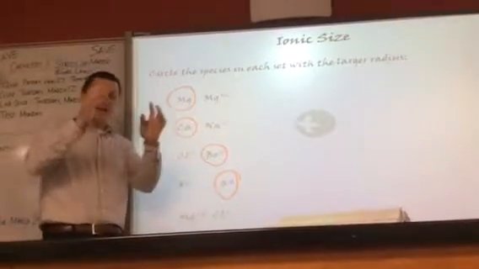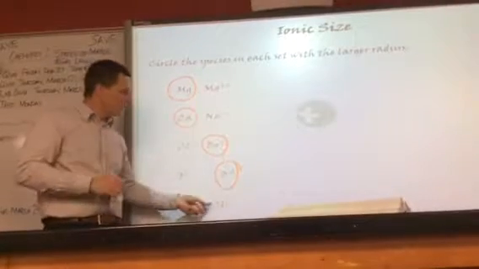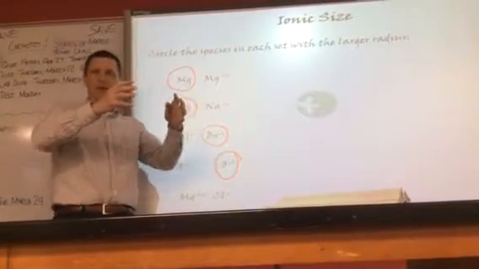Magnesium lost 2 electrons. It gets real small. Chloride gained 1 electron. It got big.